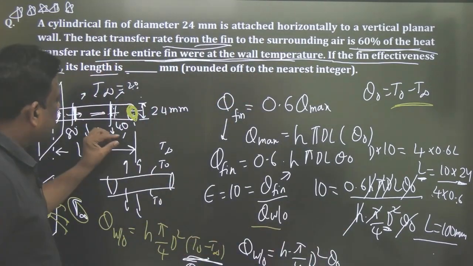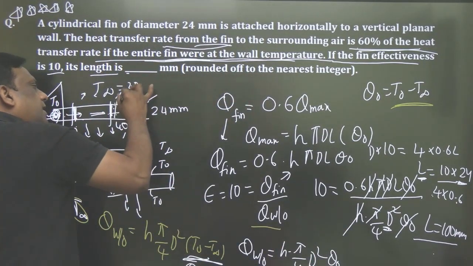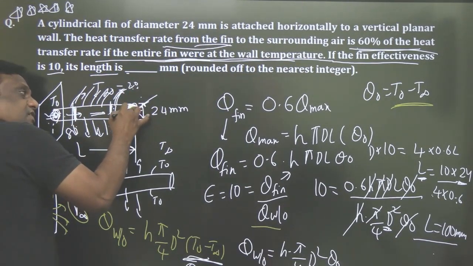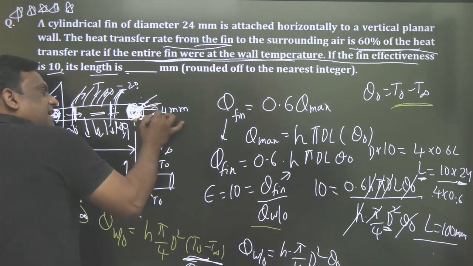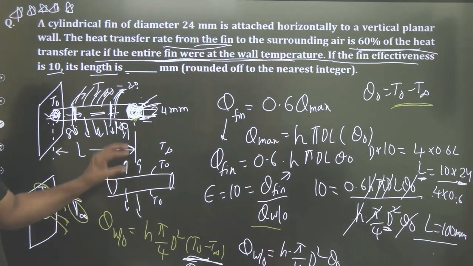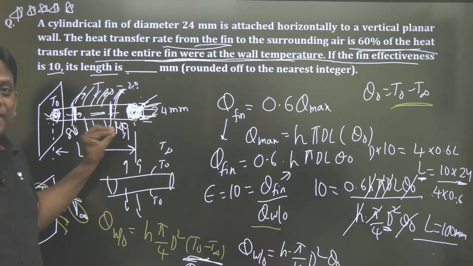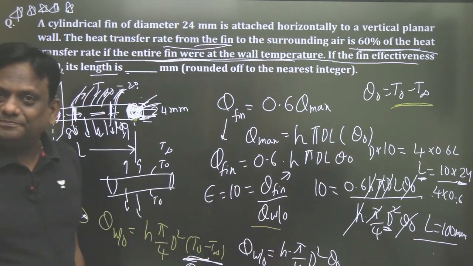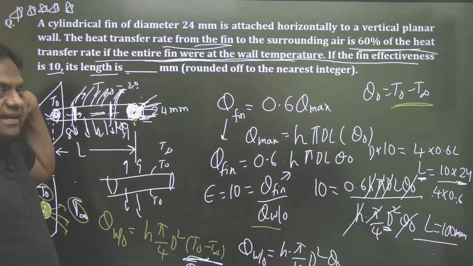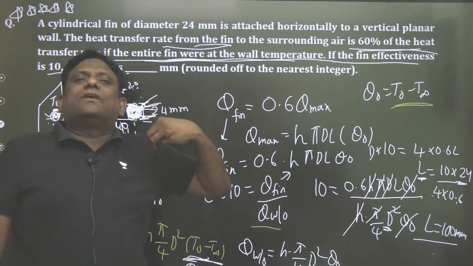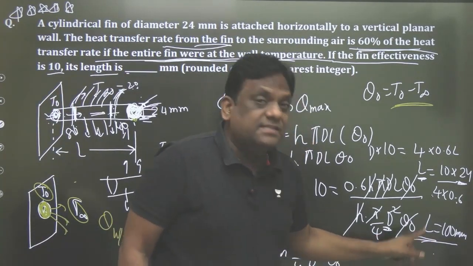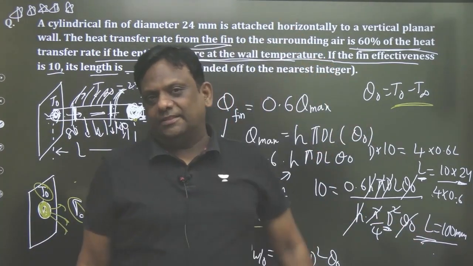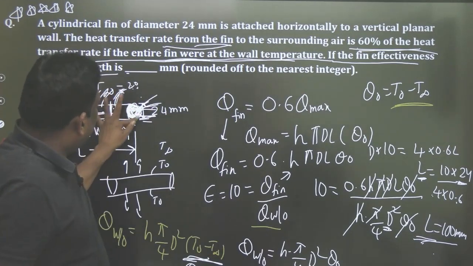What I did was take only convection from this pi d L. You have not taken convection from this cross section. You have neglected convection from the tip. That means when you neglect convection from the tip, this length will be the corrected length. Whatever length you are getting is the corrected length. This is not the actual length. Why, sirs? Because you have neglected the heat transfer from the tip.